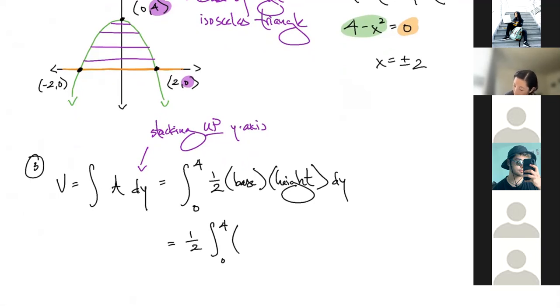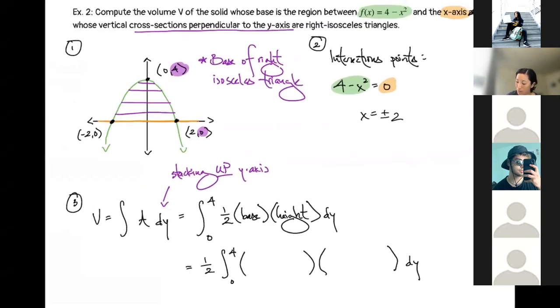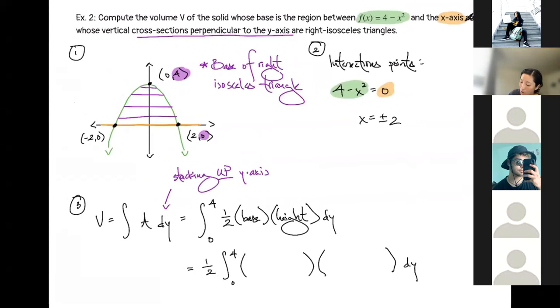Now we need to find an expression for the base, and then we need an expression for the height. So we're just sort of setting that up, okay? We need an expression for the base. We need an expression for the height. Now, if we think about these purple lines, right? One of the problems that we have about these purple lines is they go from green to green. So how do we figure out what that is? Okay, green to green, green to green.